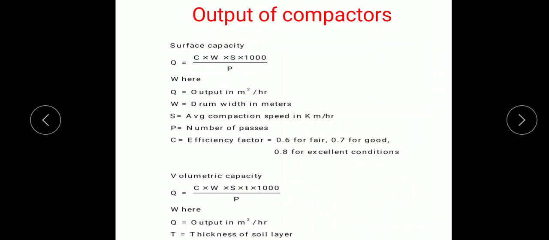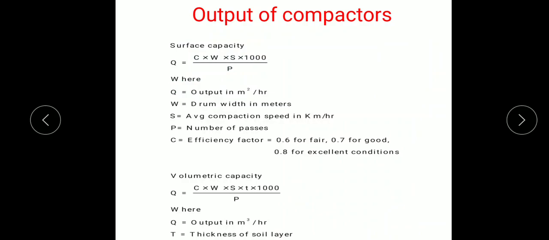The output of a compactor can be found out by using the formula Q = C × W × S × 1000 / P, where Q is the output in meter square per hour, W is the drum width in meters, S is the average compaction speed in kilometer per hour, P is the number of passes, and C is the efficiency factor.